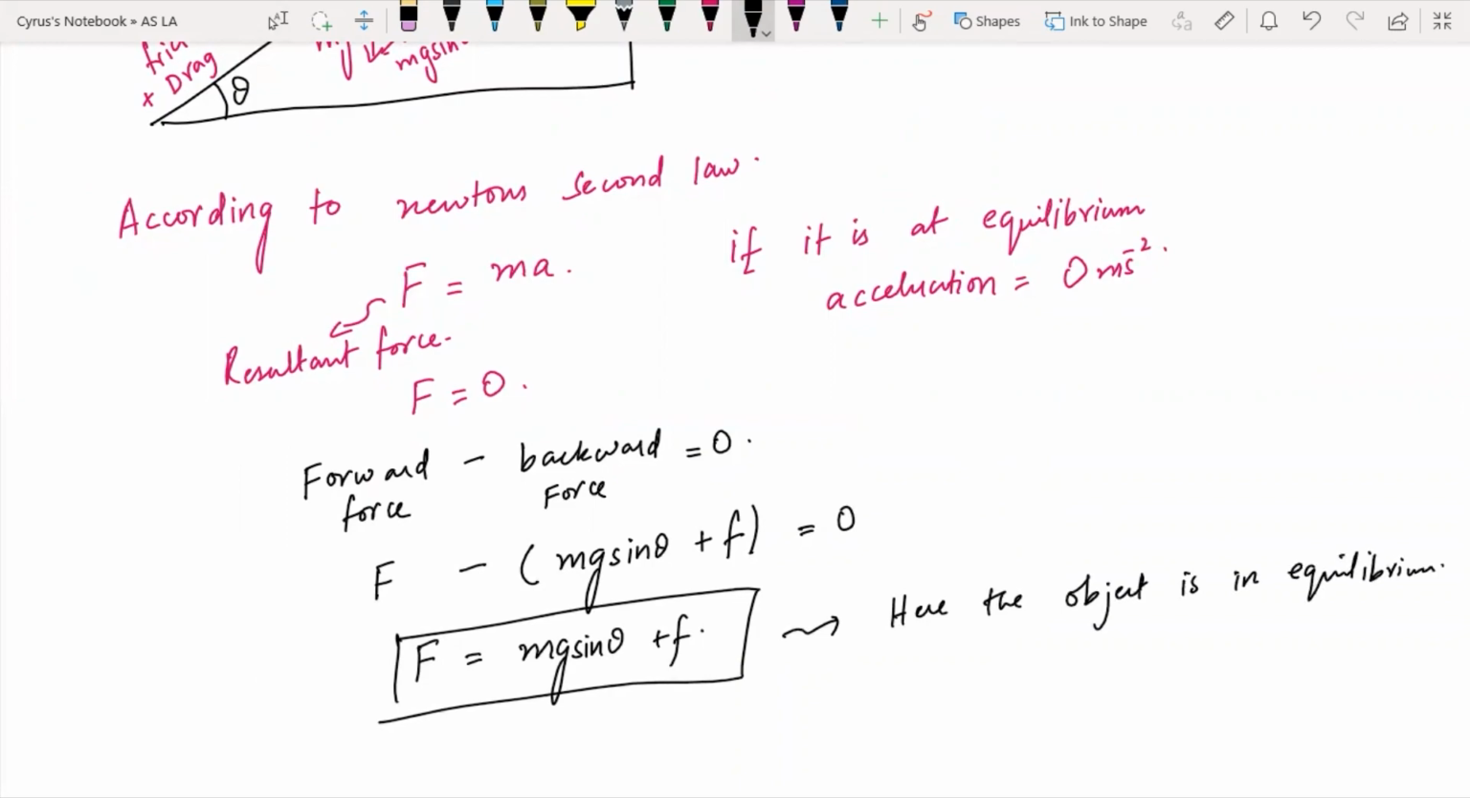Is that clear? Moving at a constant speed. If it is at rest, then there is no drag force, but there is friction involved. Friction will be there. Is that clear?